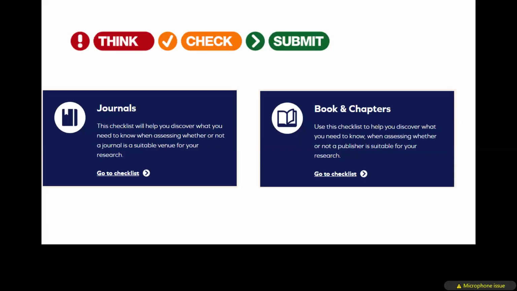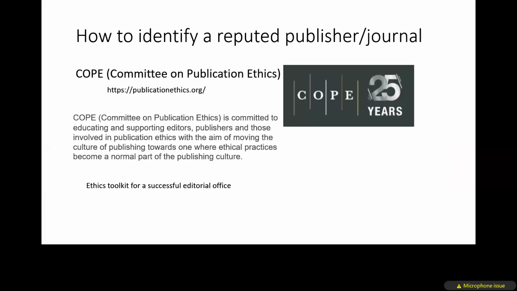The next slide is about scope. COPE is the Committee on Publication Ethics. If a journal is listed in COPE, that is, if they are accredited by COPE, it means that the publisher or the journal is very genuine and they follow very strict ethical standards, both the editorial board as well as reviewers. So whenever you see a journal listed as a COPE member, always rely on them.